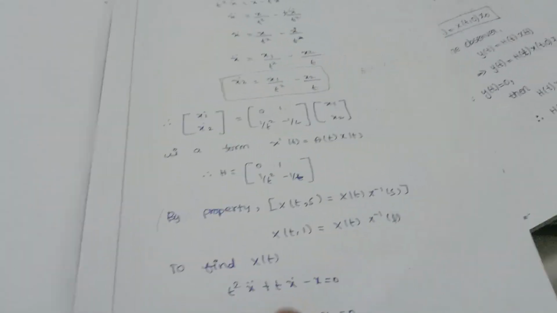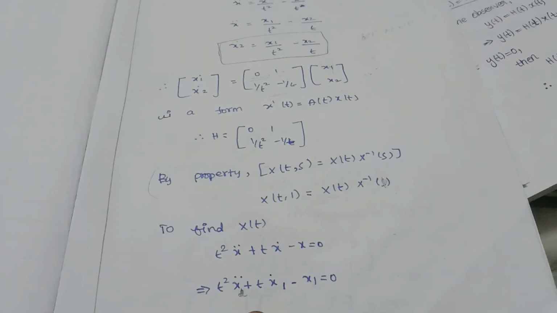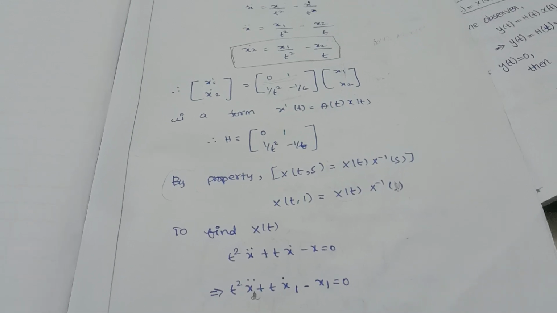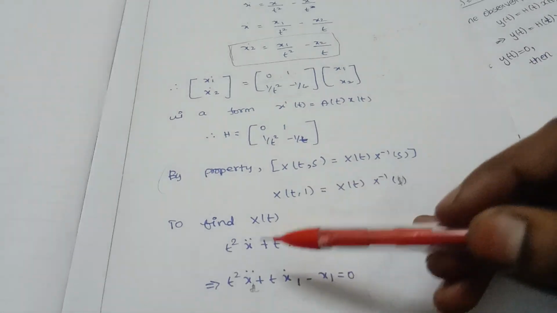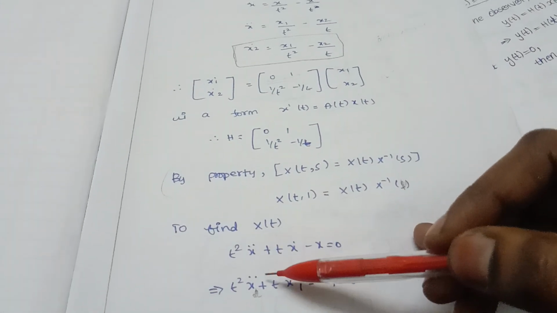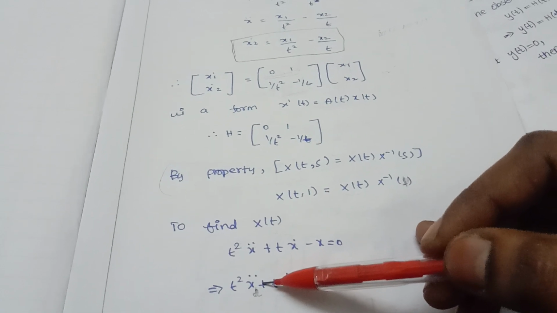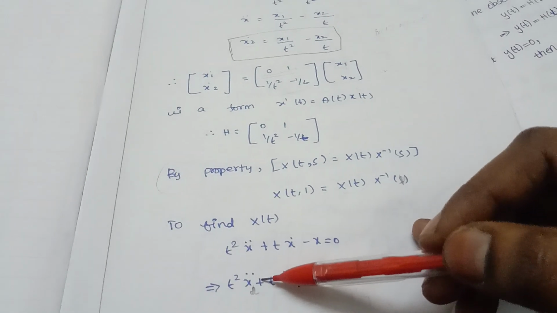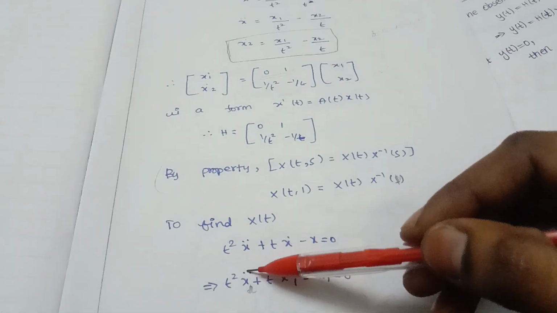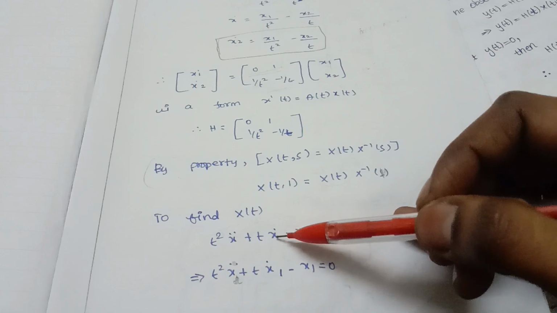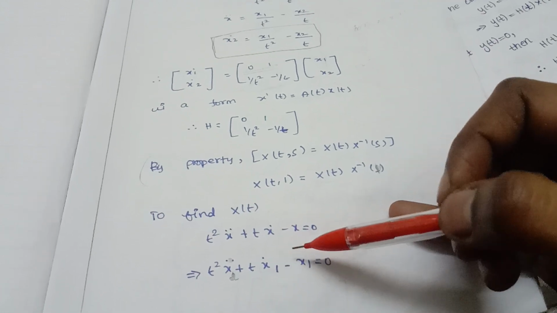and then t square x double dot is nothing but t square x2 dot, which is nothing but x double dot can be represented as x2 dot, and t x dot is represented as x1 dot, minus x1 equal to 0.